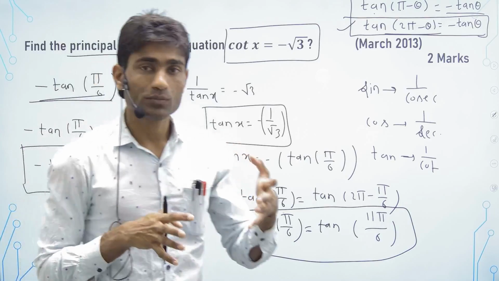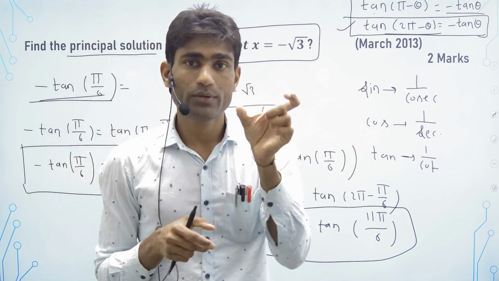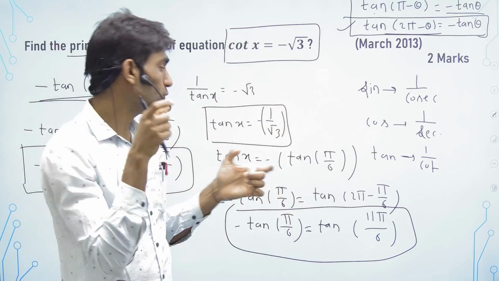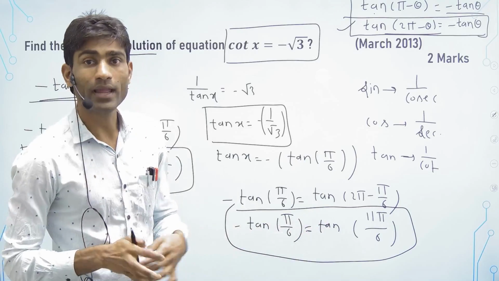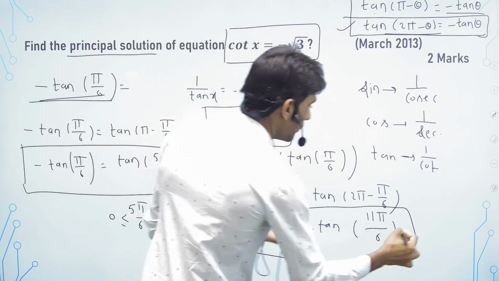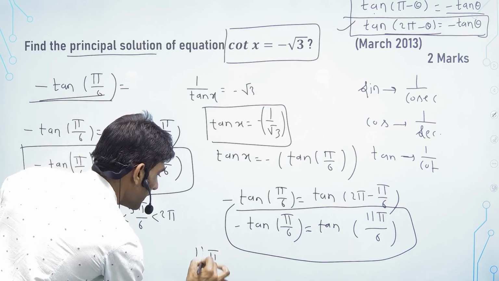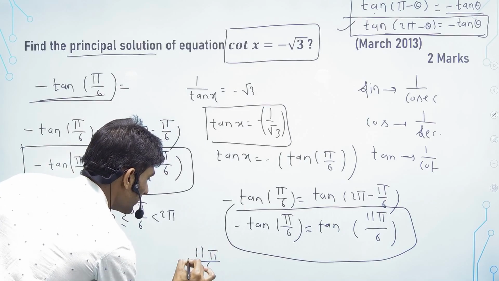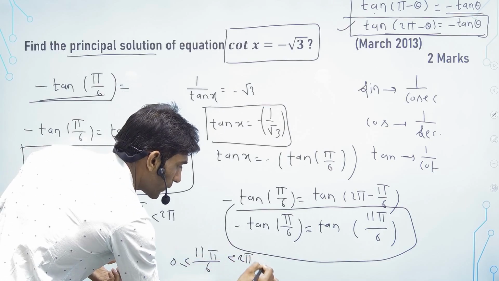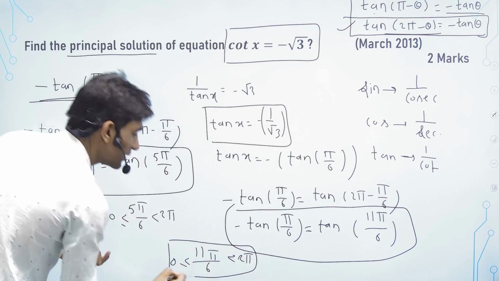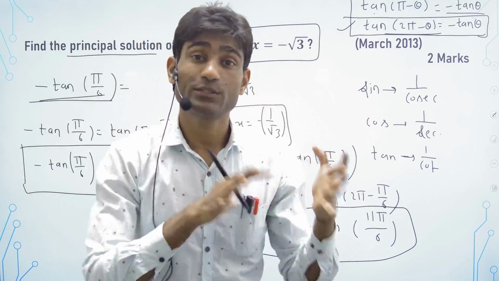Now here we can observe 11 pi by 6 also lies between 0 and 2 pi. You may check this by taking the value of pi and calculating. So we get 11 pi by 6, which lies between 0 and 2 pi. So we got another theta, that means another principal solution which lies between 0 and 2 pi.